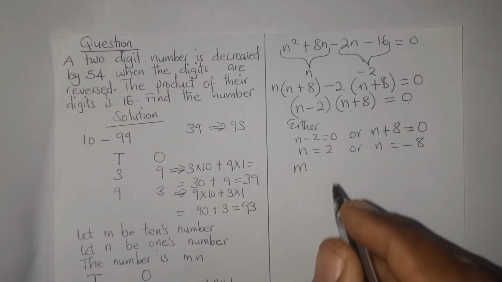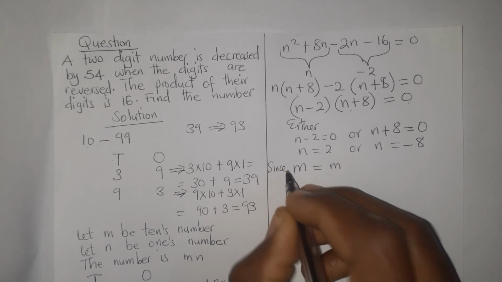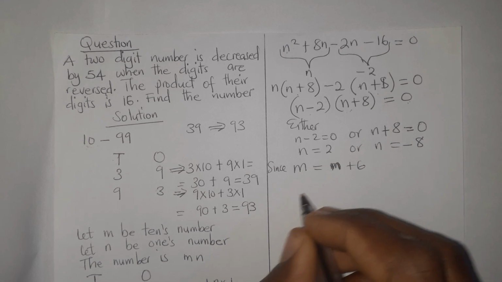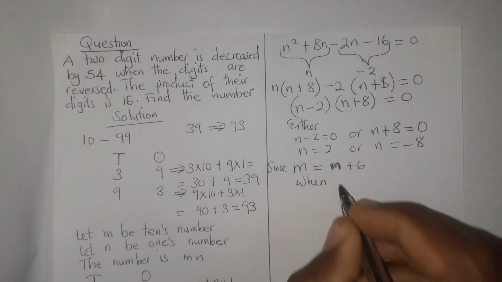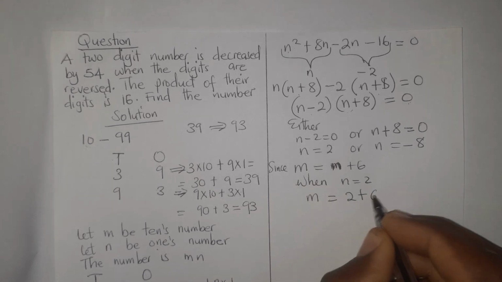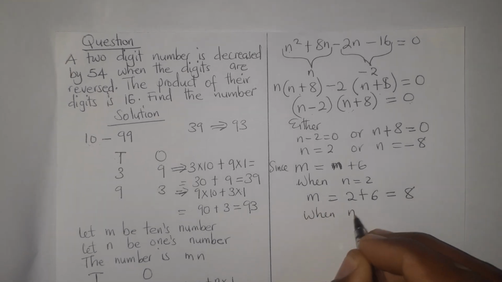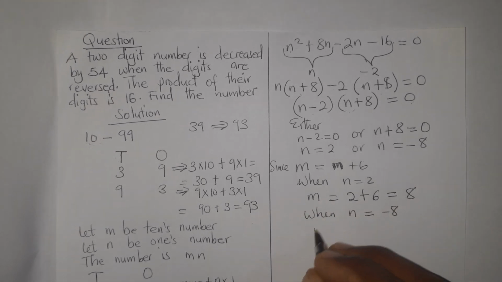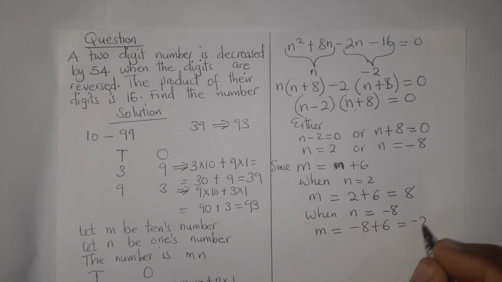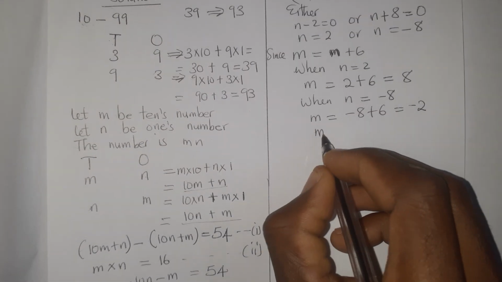So m is equal to n plus 6. Since m is equal to n plus 6, when n is equal to 2, m is equal to 2 plus 6, which gives us 8. When n is equal to negative 8, m is equal to negative 8 plus 6, which is equal to negative 2. Now, we have said the original number is mn.